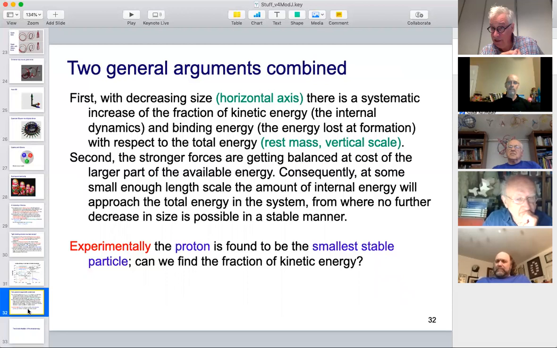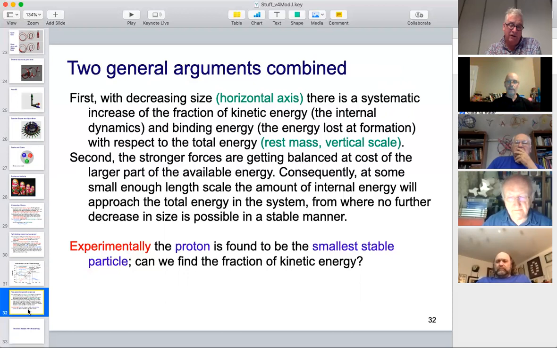Consequently, at some small enough length scale, the amount of internal energy will approach the total energy of the system, and that's a limit. And then no further decrease in size is possible, because there's nothing to decrease it. So experimentally, the smallest stable particle in the universe is the proton. The neutron's not stable by itself, otherwise that would have the crown. It's very close to the proton mass.